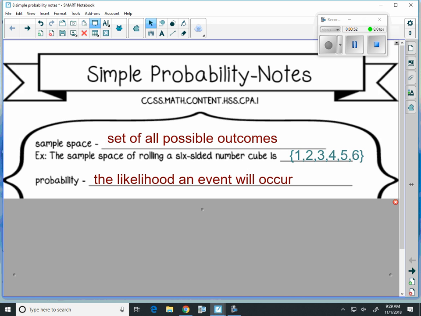All right, next is, what is probability? The formal definition of probability, and I say formal because I dumbed it down a little bit, is the likelihood an event will occur. So the likelihood of something happening is probability. That's what it is.